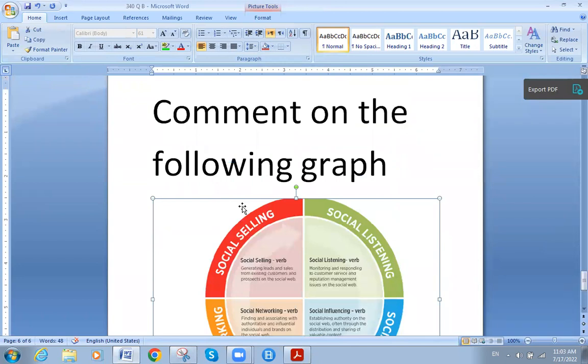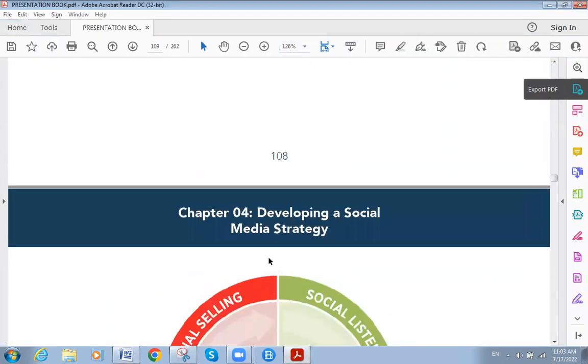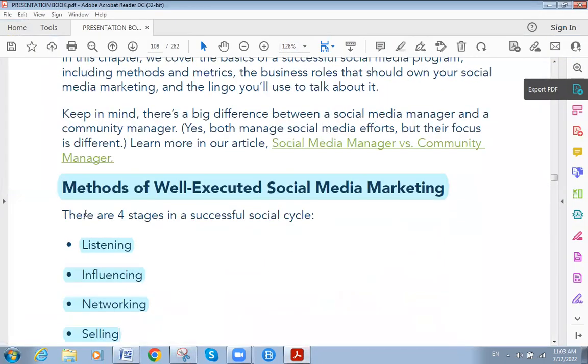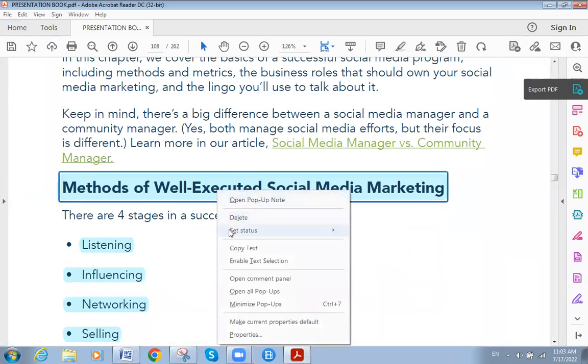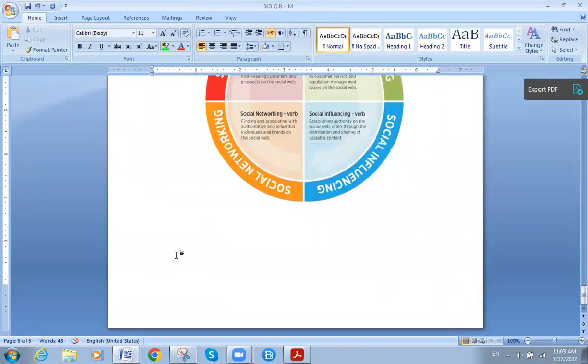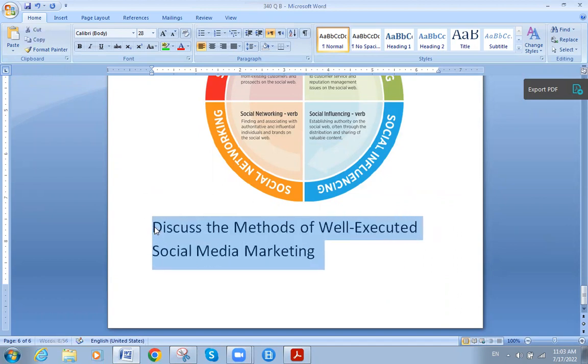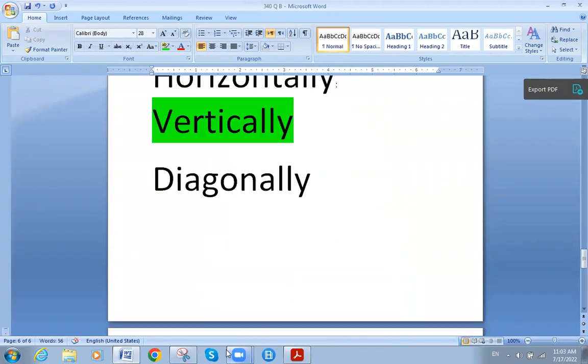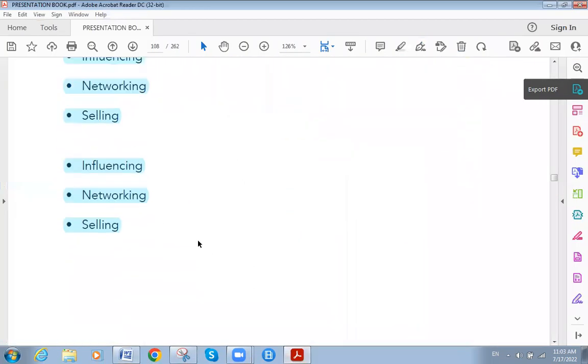I also need to put this graph, methods of well-executed social media marketing. I'll copy the text and put it as a question also, so that this will help discuss. This is also another question. So you will say the listening, and those are the 4 steps, like we said before.